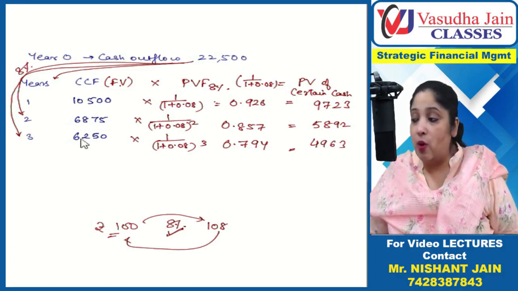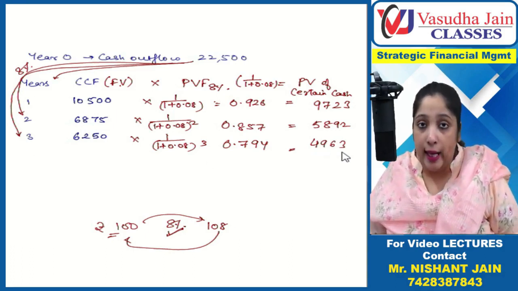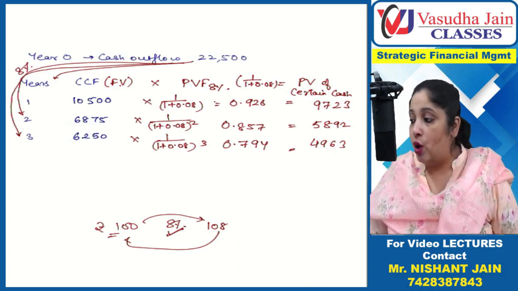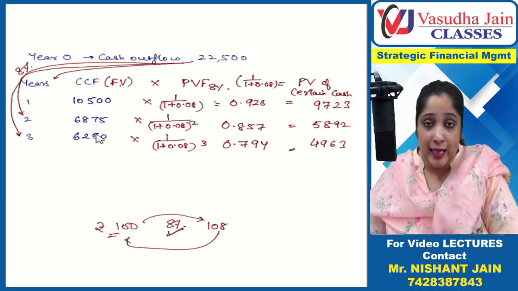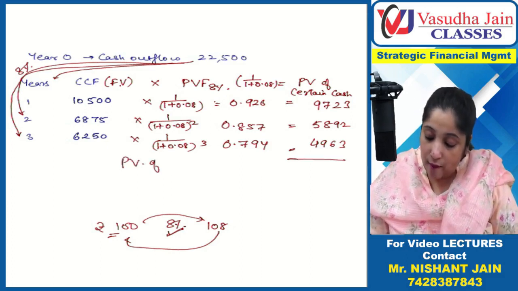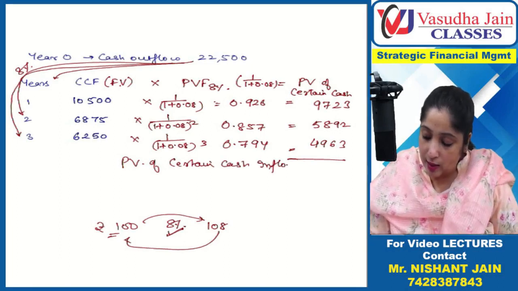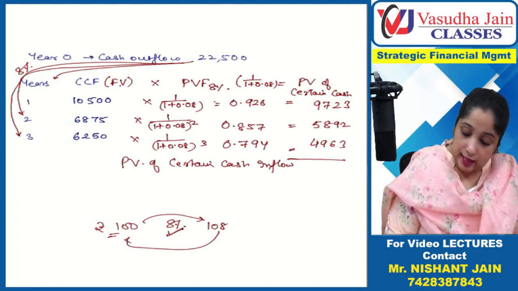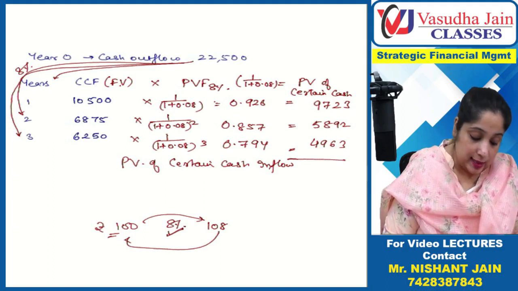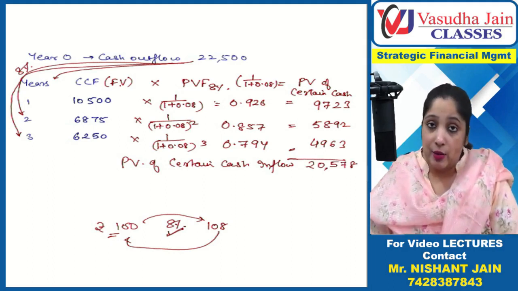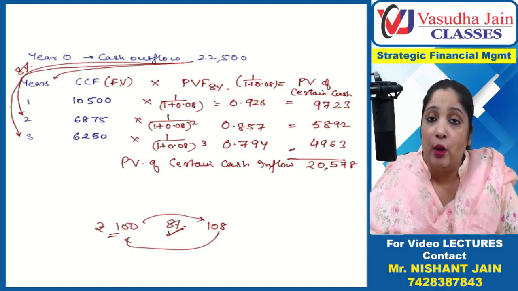So 4963 implies what? That if you invest 4963 today, after 3 years at the rate of 8%, it will compound to 6250. So if you want these 3 certain cash flows, at the rate of 8% you should invest the present value of the certain cash flows. The cash inflow is how much? This comes out to be 9723 plus 5892 plus 4963, so 20,578. This much you should invest today if you want to earn at the rate of 8%.